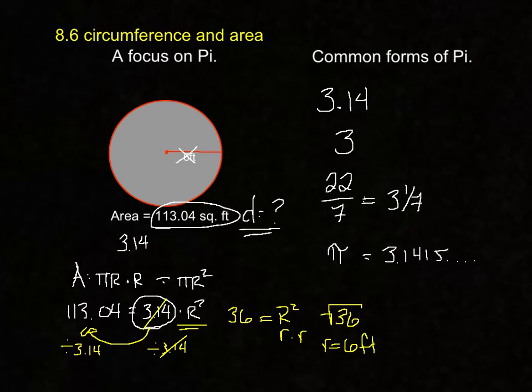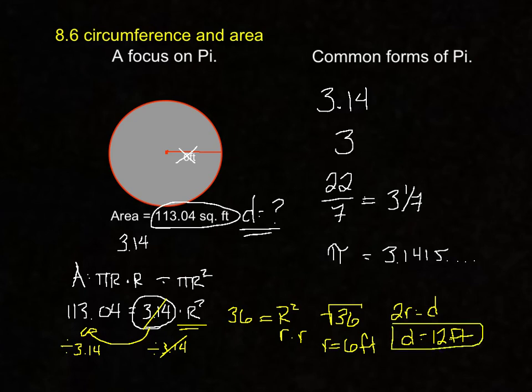And then this radius can be used later to find the total distance of the diameter, because we know that it is twice the radius. So 2r equals our diameter, so 2 times 6 would give us our diameter, or 12 feet. There we go.